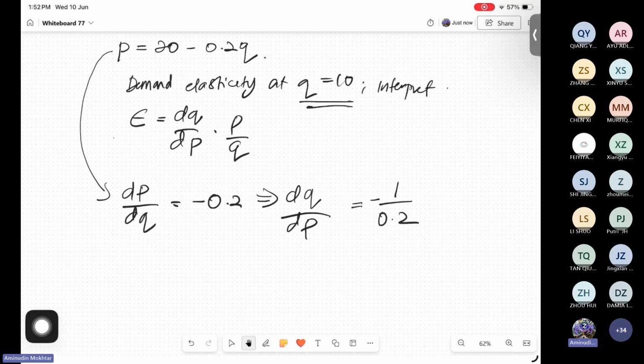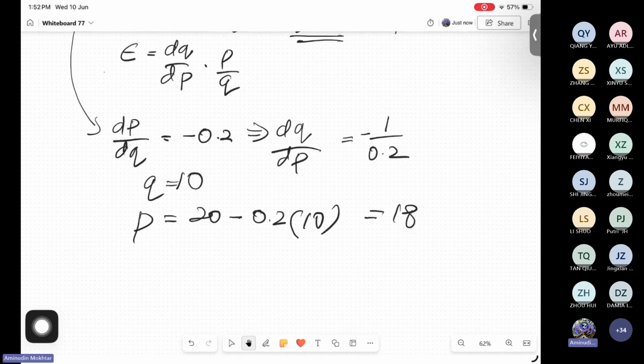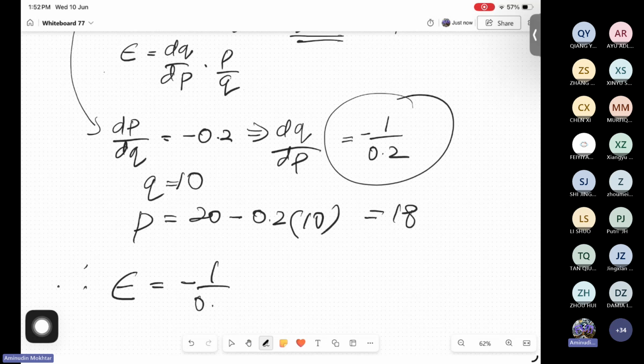So we know Q equal 10. In this case, Q equal 10, and P equal 20 minus 0.2 times Q. We just substitute Q equal 10 in the equation. The answer is, when Q equal 10, P equal to 18. So therefore, E is negative 1 divided by 0.2 times P over Q, where P is 18 and Q equal to 10.